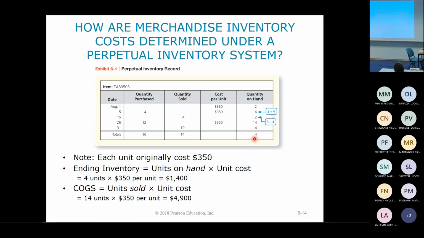For instance, if at the end of the period you have 4 units, and you know that the cost per unit is 350, you know what the value of the ending inventory is. So it's going to be 4 units multiplied by 350. If you sold 14 units, and the cost per unit is 350, then of course the cost of goods sold will be 4,900. The problem is the cost per unit is not always constant. It's not always steady. It's not always the same. The cost per unit can change, and that's why we need the inventory assumptions.